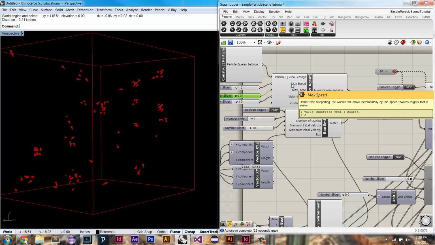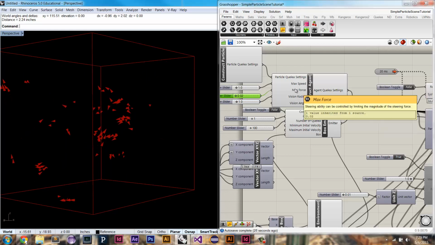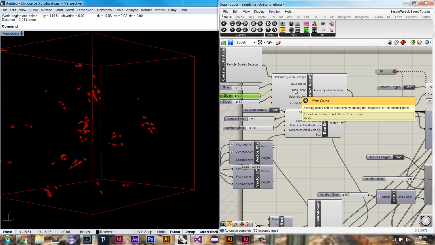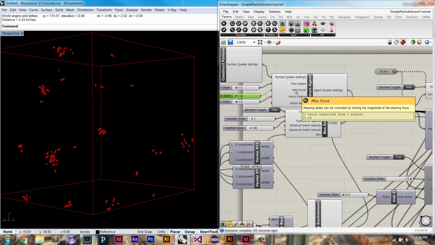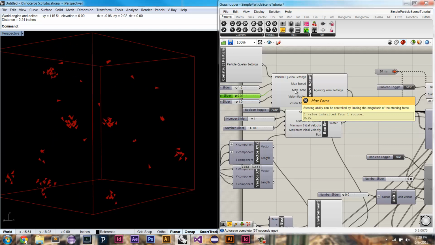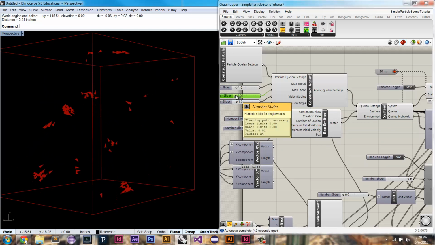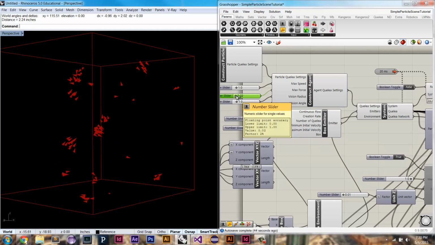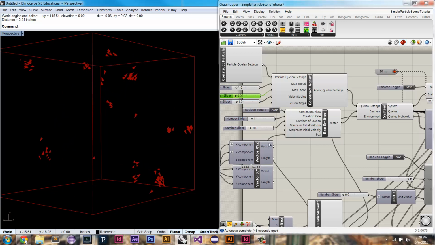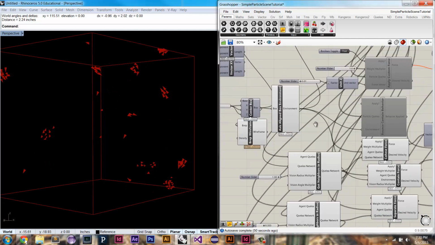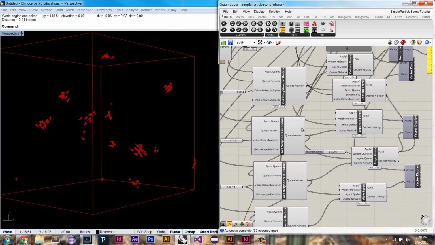So max speed is how far they can move in a single time step, and max force is how well they can steer. Higher values mean they can turn very quickly, and lower values mean they have to take a lot longer to make any turn. So I think I got everything, and I'll see you in the next one.